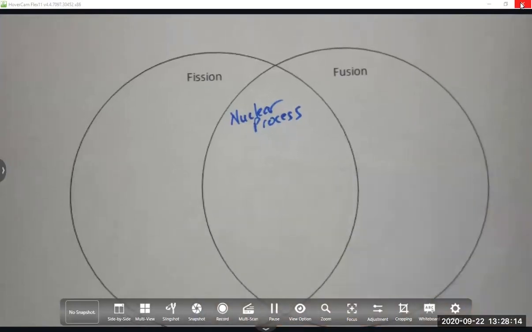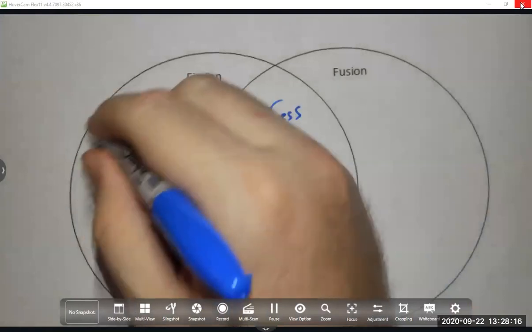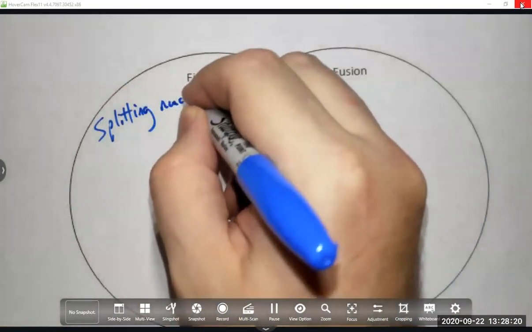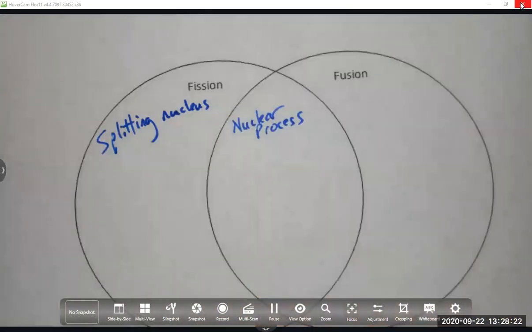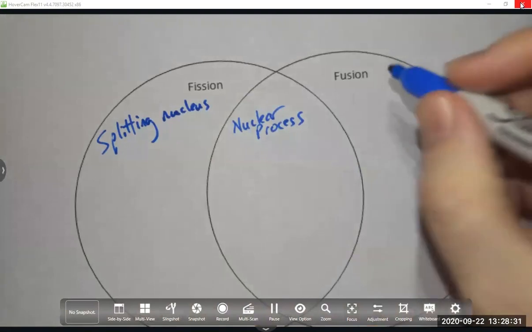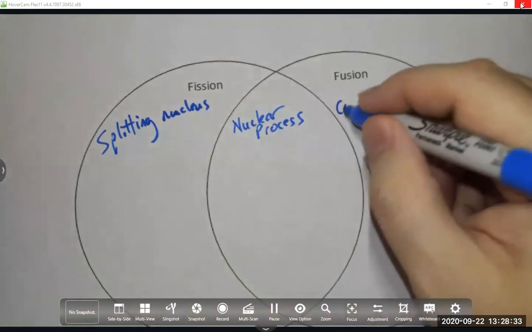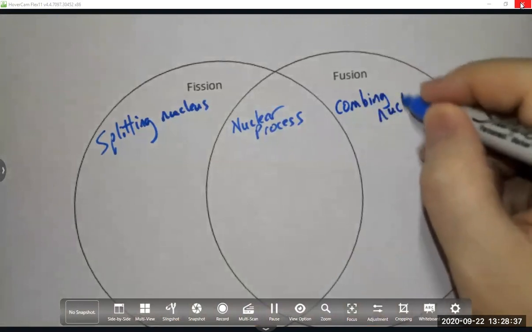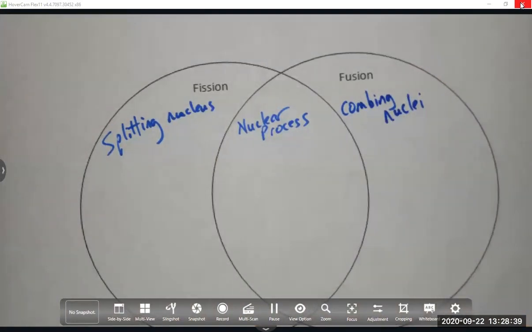By definition, fission is the splitting of the nucleus. So you literally take the nucleus and you split it into roughly halves. It won't be exactly half, but roughly. And then fusion is combining nuclei to make bigger ones, like putting Legos together in a way.